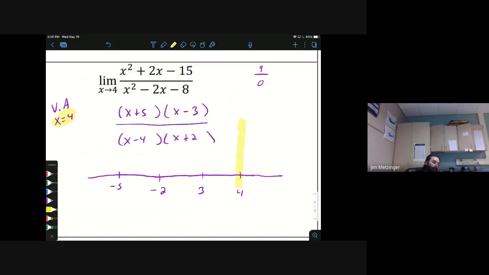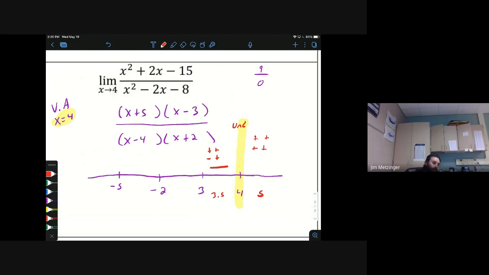3.5. Put 3.5 in, so you got positive, positive, negative, positive, which makes it negative. And then we'll say 5. Positive, positive, positive, positive, so it's positive. That's right. So what we've determined is the behavior around there.